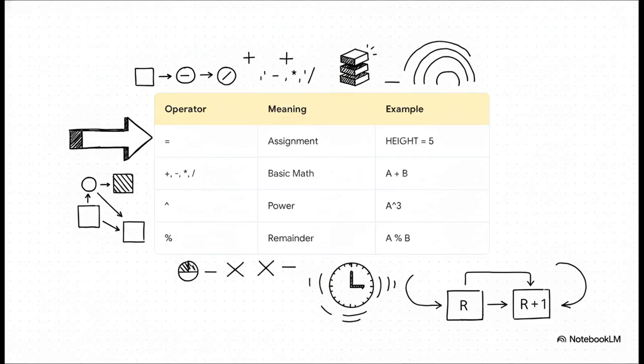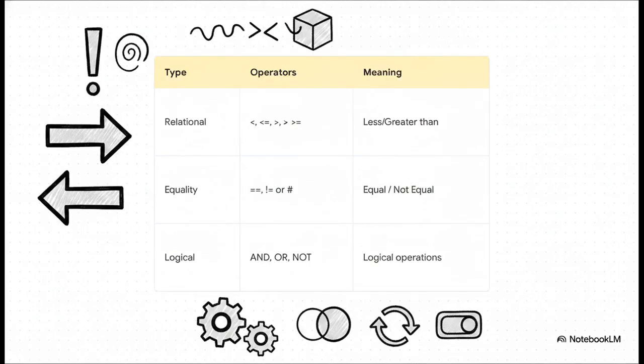Also, remember that a statement like r equals r plus 1 is not basic algebra. It actually means take the current value of r, add 1, and store that new value back into r. So the absolutely crucial point here is understanding the difference between assignment and equality. A single equal sign assigns a value, but a double equal sign checks if two values are equal.